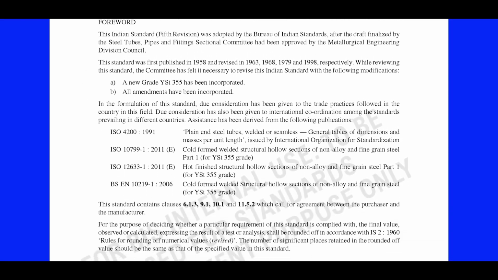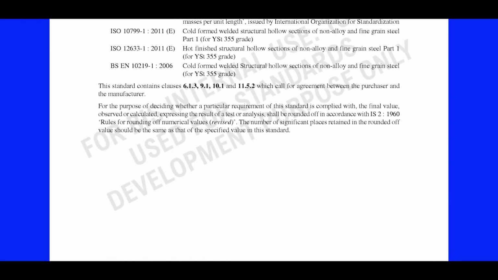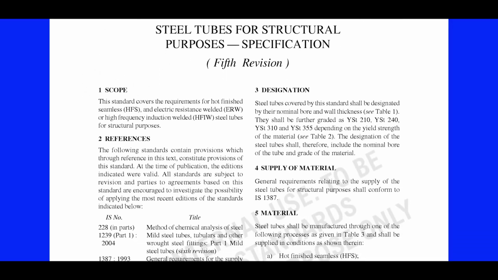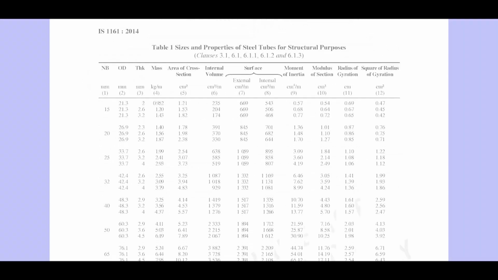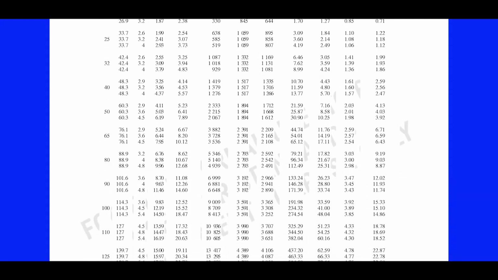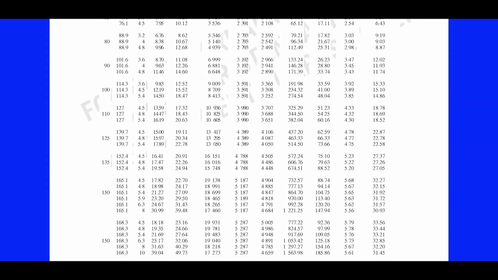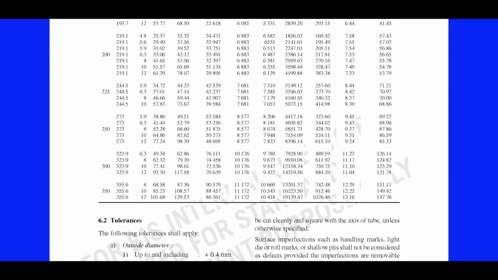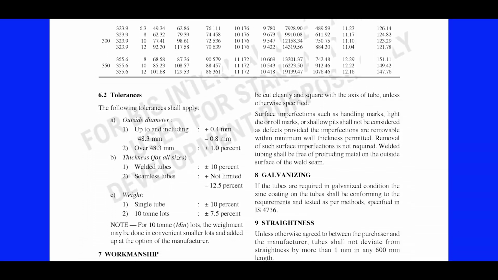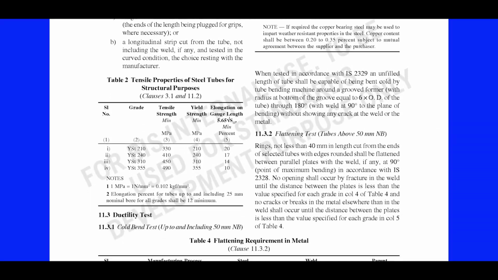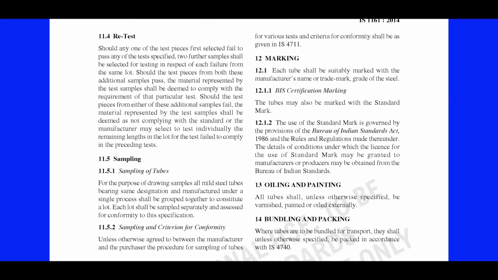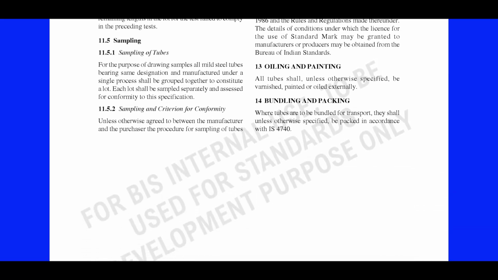the standard that ensures steel tubes are strong, safe and reliable for all kinds of structures, from quality workmanship to precise dimensions, protecting galvanizing and rigorous testing. Every clause in this standard plays a crucial role in building a better and a safer world. Remember, standards like IS 1161 are more than just guidelines. They are the foundation of trust and safety in the things we see and use every day.